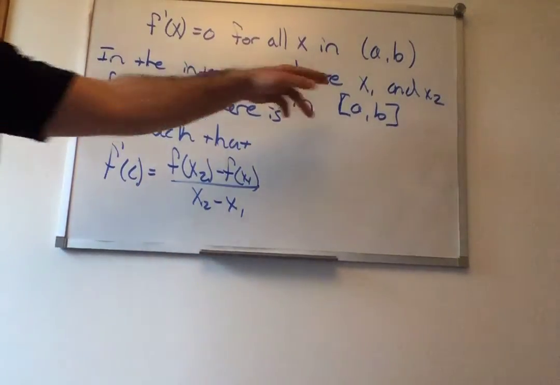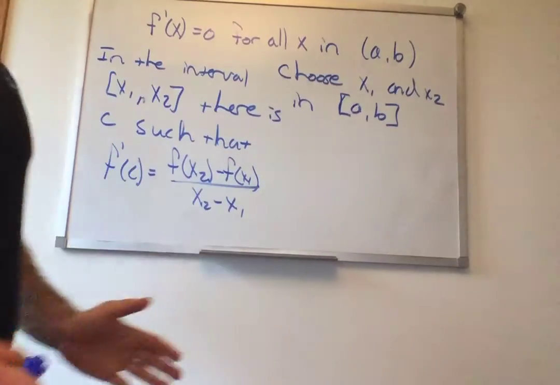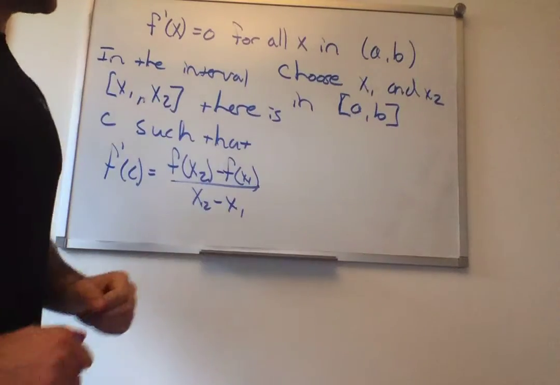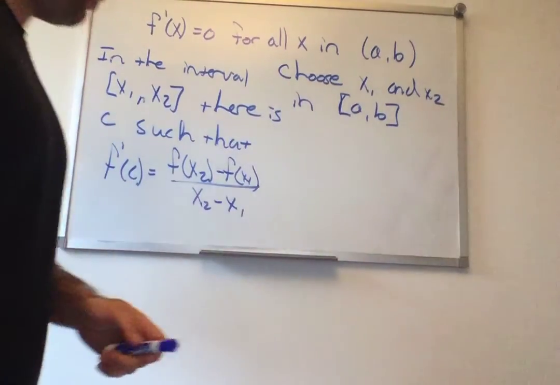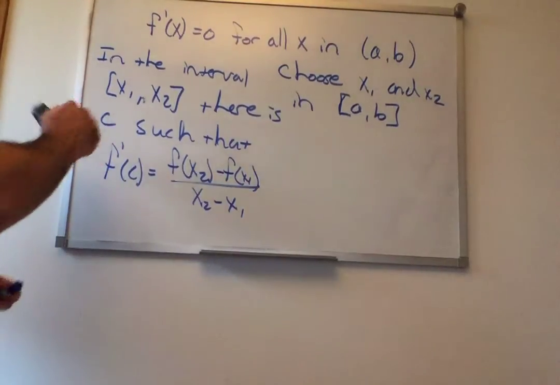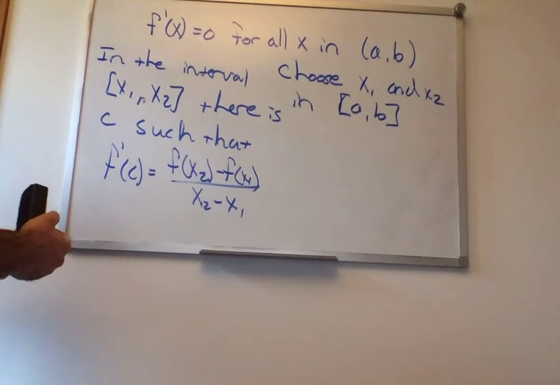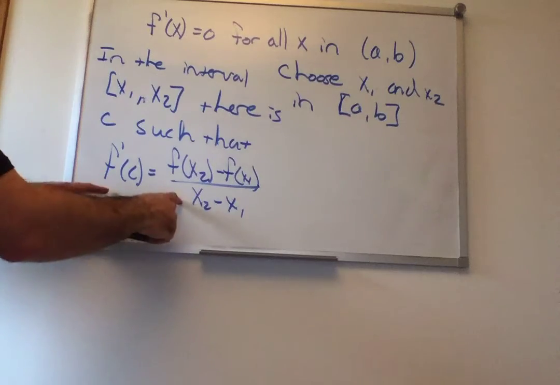Okay, so we just chose x1 and x2, just random numbers, okay? We don't know what they are, we just know they're in that interval. They could be the endpoints as well. So we make a new interval inside that interval, and we're applying the mean value theorem. Okay, so we're going to need this piece right here.